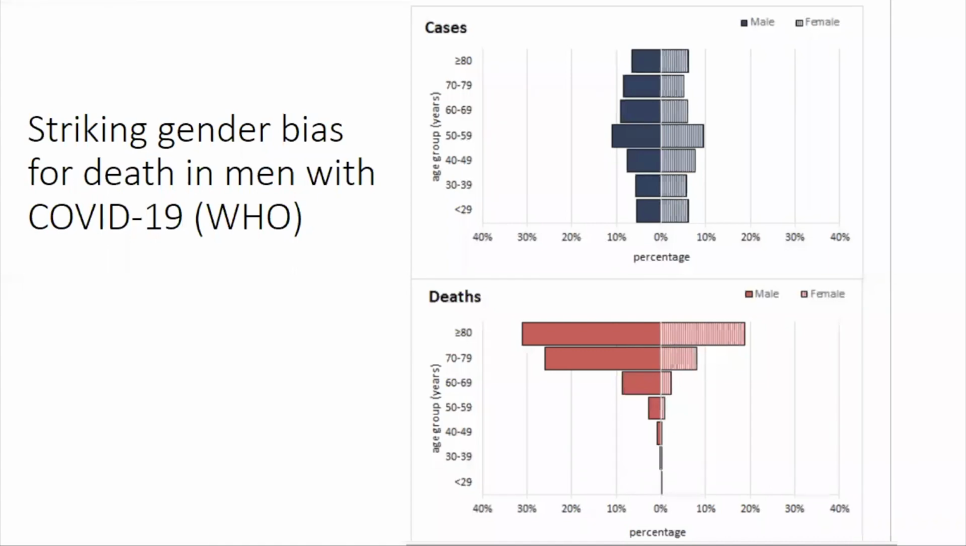Shown at the bottom in solid red is the fraction of infected men who die in different ages, and on the right, the corresponding fraction of women. And at every age, there is a marked discrepancy with men dying much more frequently than women. And we don't understand the reason for this difference at this time.